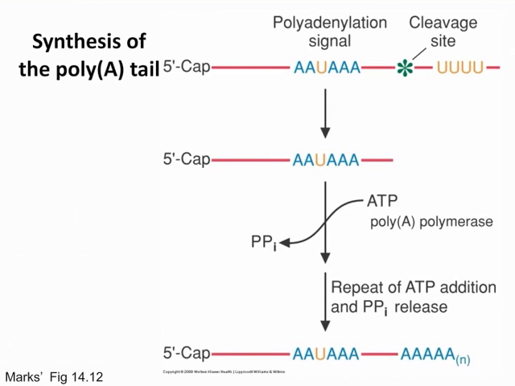So this is a picture of the poly A tail. Your RNA polymerase is going to pass a polyadenylation signal, that's AAUAAA. Once it passes that, it'll reach a cleavage site where it's going to cleave off the remaining nucleotides, and a poly A polymerase is going to come in and add 250 adenine nucleotides to that 3' end.